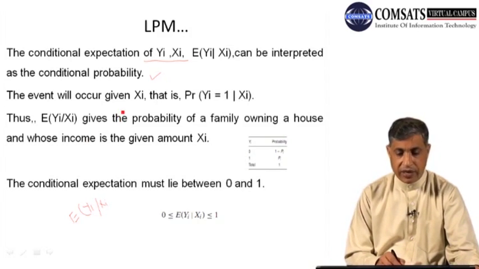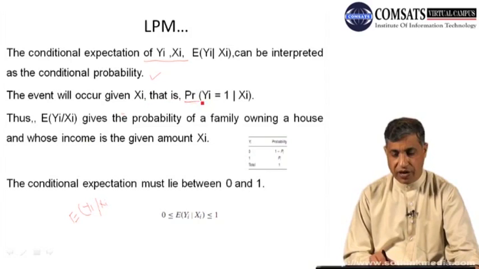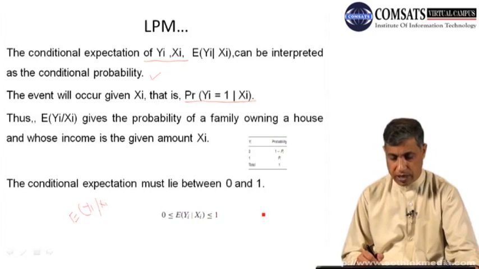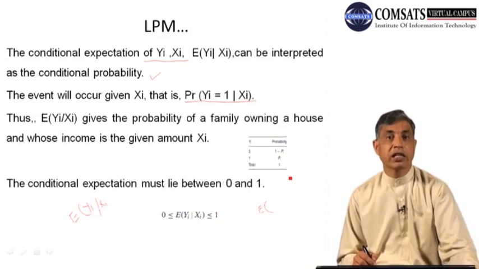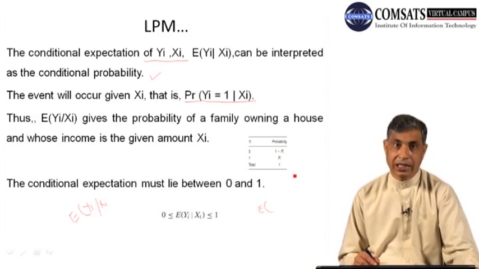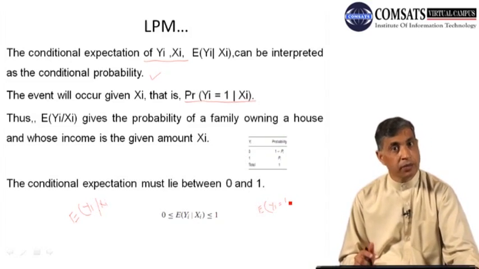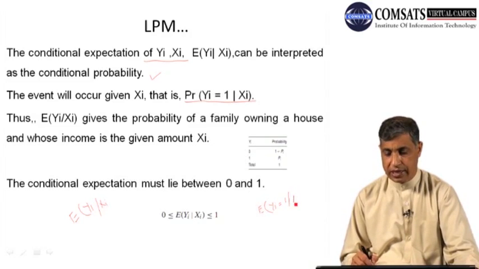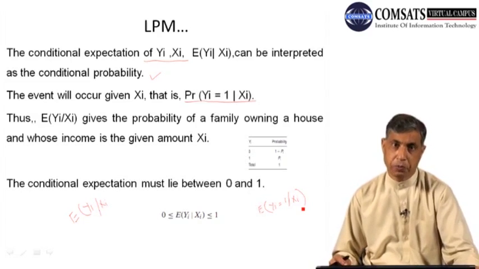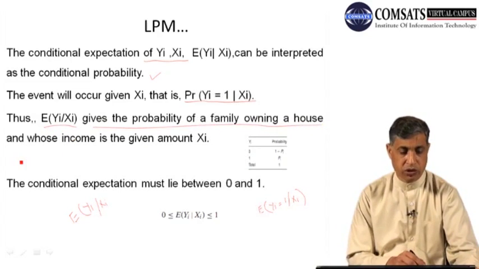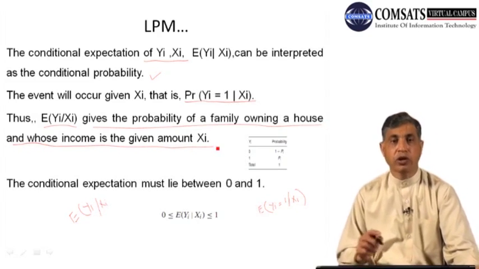The event will occur given Xi, that is, the probability of Y equal to 1 given Xi. For example, if you own a house, this will become expected. If I am calculating the probability of a person who is owning a house, Yi is equal to 1, selected by the presence of owning a house, given Xi, that is the conditional probability. Thus the expected value of Y gives the probability of a family owning a house whose income is the given amount of X.